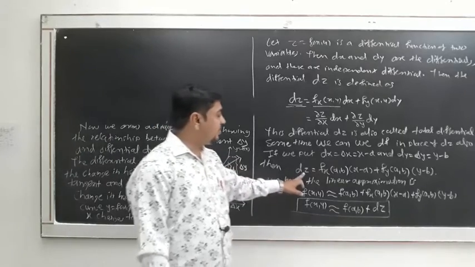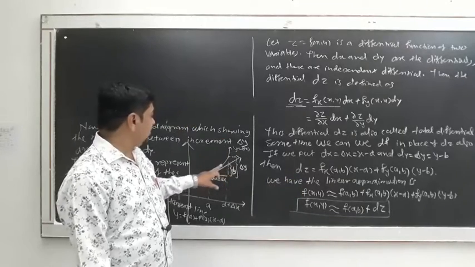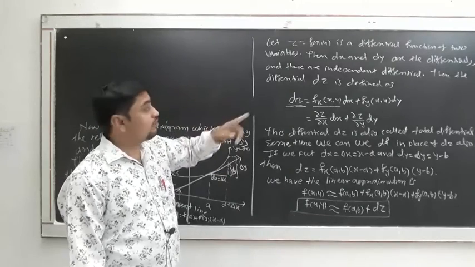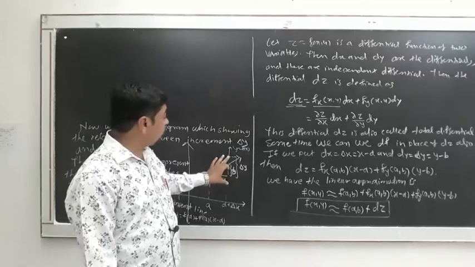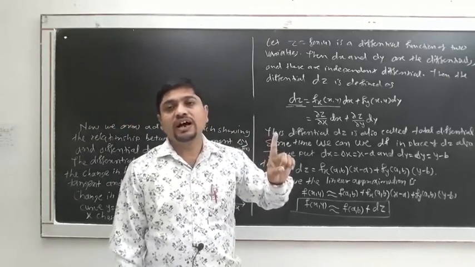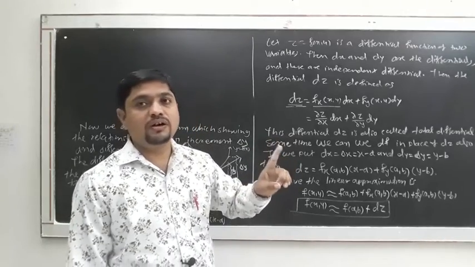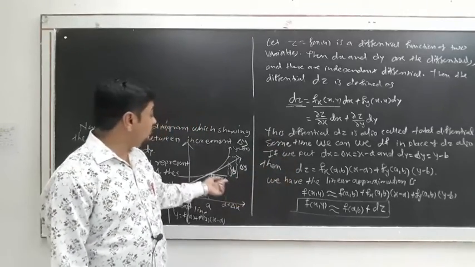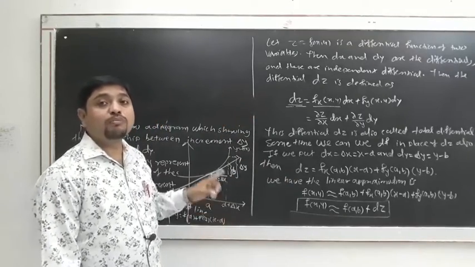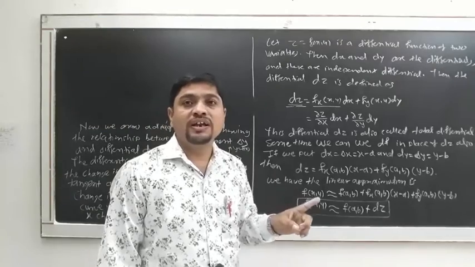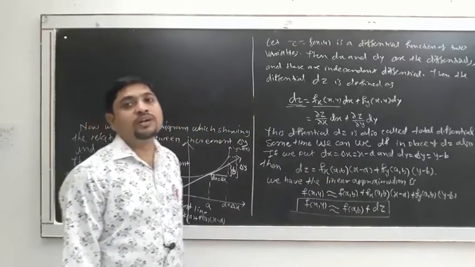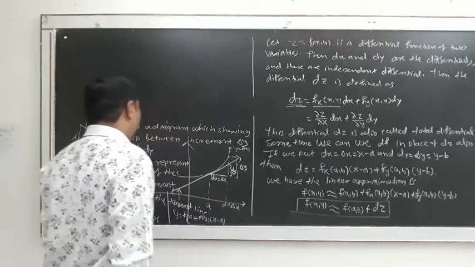Similarly here, dz shows that there is a curve in three dimensions, so there will be a surface. Z equal to f of x,y is a surface, therefore we can say that delta z represents the height of the surface, and dx and dy give the height of the tangent plane. In three dimensions there will be a tangent plane.